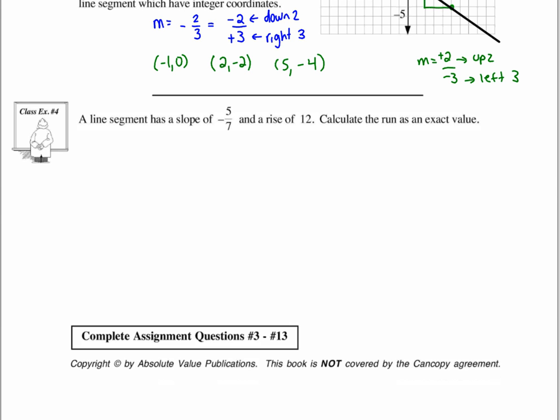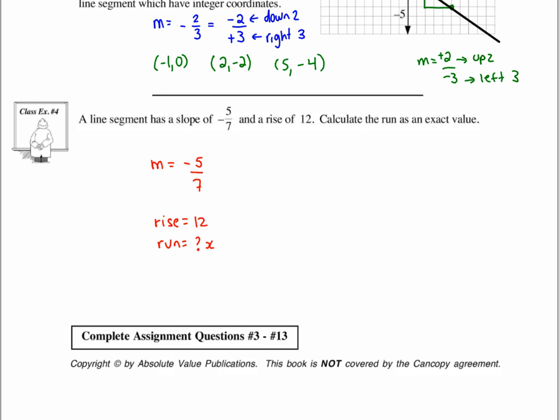It says a line segment has a slope of -5/7 and a rise of 12. Calculate the run. So they tell us that our slope is -5/7. And notice how I apply the negative to the numerator again. Just habit, doesn't matter. It has to apply to one of them. And we know our rise is 12, and they want us to find our run. You can call that x if you want.